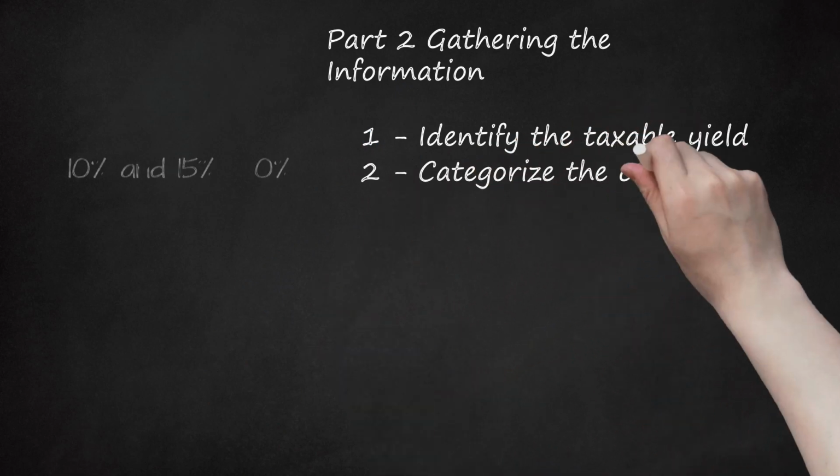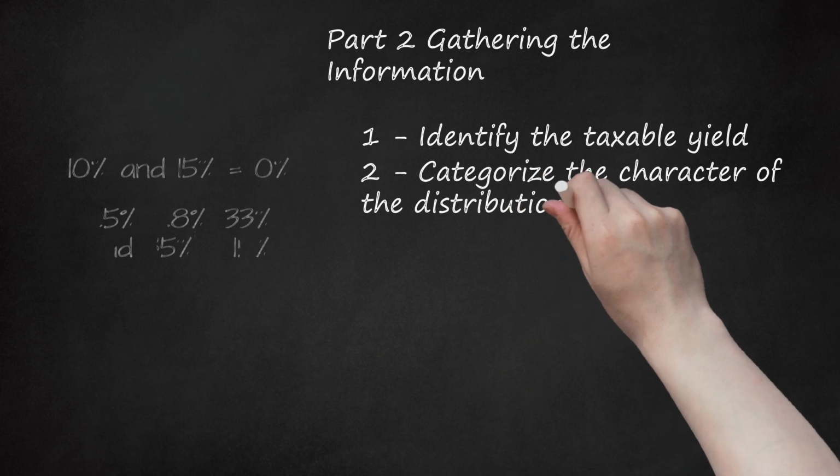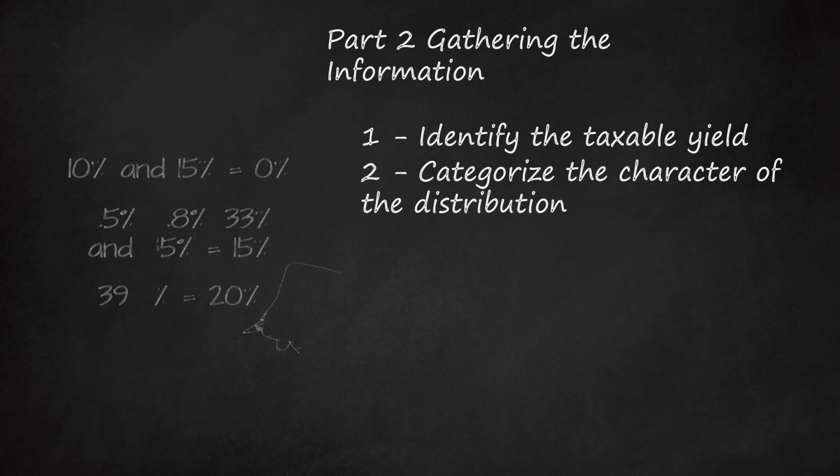2. Categorize the character of the distribution. Different kinds of distributions receive different tax treatments. For some distributions, the marginal tax rate is applied. For others, other rates apply. The investor's top marginal tax rate is used for short-term capital gains, taxable interest, and non-qualified dividends. Long-term capital gains and qualified dividends are usually taxed at a lower rate than regular income tax rates.